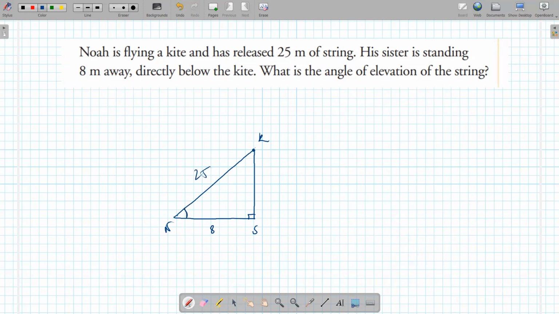And this would be the angle of elevation from Noah's perspective. It's always the angle up from the horizontal, or if it's a depression angle, it's going to be down from the horizontal. So is it sine, cosine, or tan?